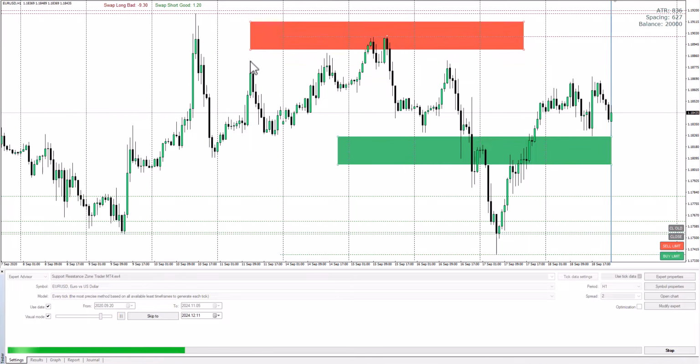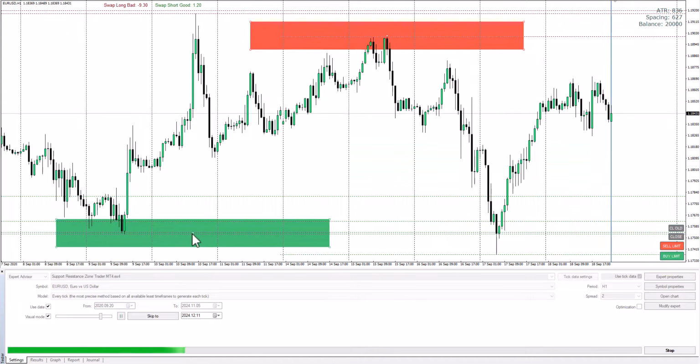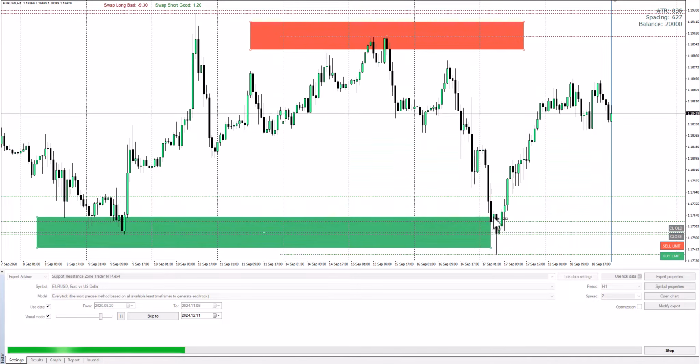Then use the buttons to draw in the buy and sell zones. Simply move the zones to the areas you would like to trade from and wait for price to reach one of the zones and trigger a trade entry.